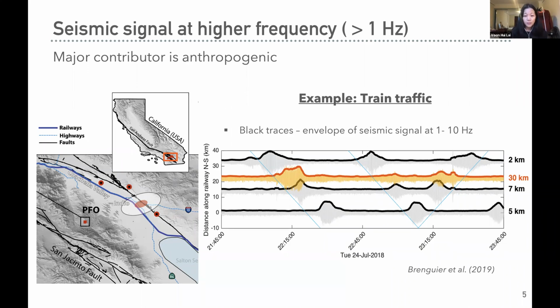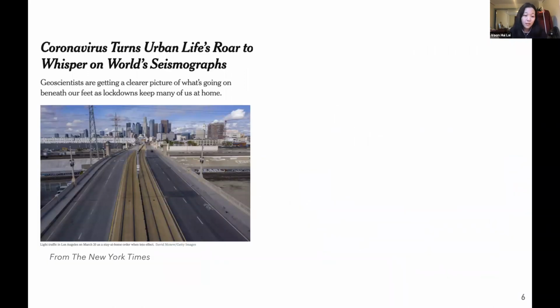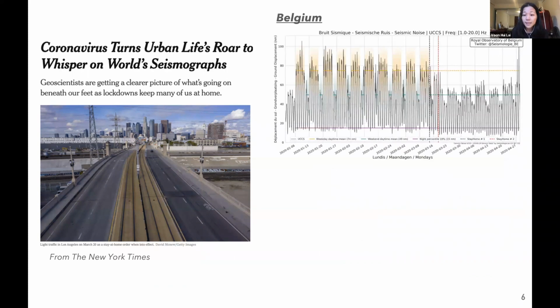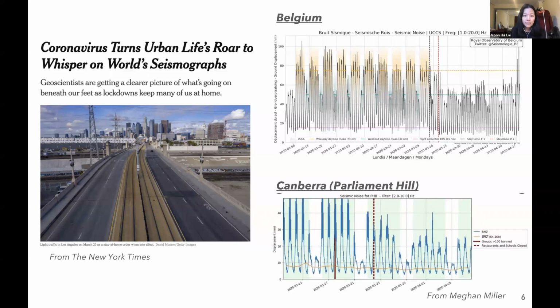And on a more relatable note, we can also see the reduction of seismic signal in the 1 to 20 hertz range as a result of the COVID-19 lockdown. This is an example from Belgium, where we can see the peaks of the noise during work days and the troughs during the weekends, and when the lockdown was initiated, which is marked by the red line. Once it passed the red line, we see a very dramatic decrease in the overall seismic signal. We also see a very similar effect in Canberra, shown by the seismometer located near Parliament Hill.